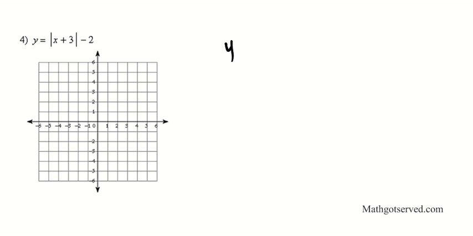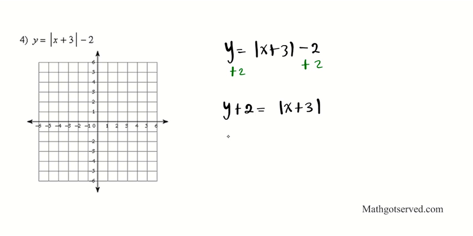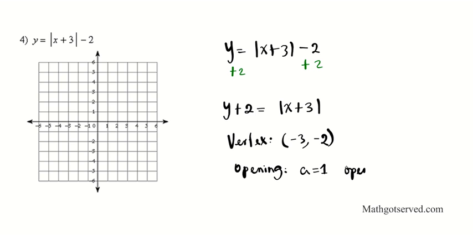Let's put that in general form first, and then we'll find the vertex and the opening. Okay, so to put this in general form, I'm going to add 2 to both sides. So we're going to have y plus 2 equals absolute value of x plus 3. Okay? Now with this information, I know that the vertex, we do the opposite trick again. Opposite of that is negative 3, and then opposite of that is negative 2. And then your opening, since a is 1, positive 1, it opens upwards, okay?